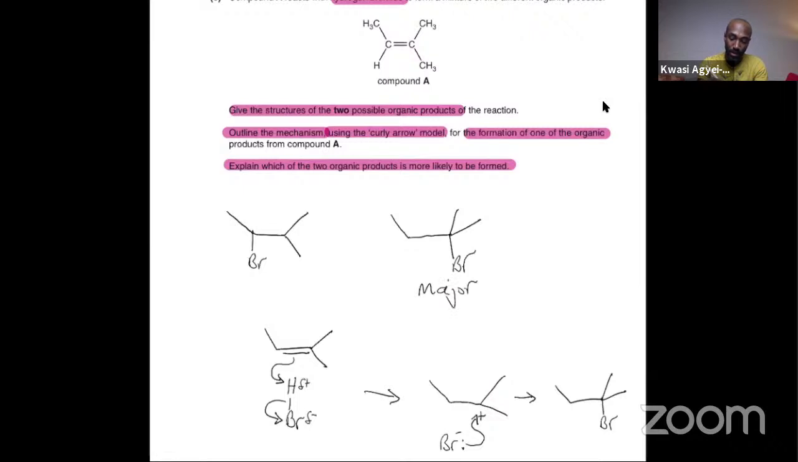Why? Because it is formed from a tertiary carbocation, which is of course more stable. Why is it more stable? It has a greater positive inductive effect.